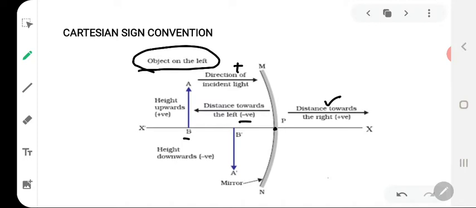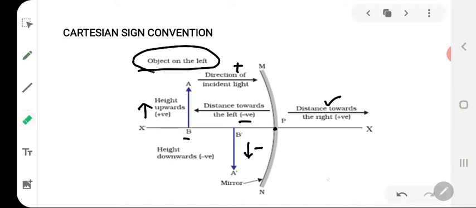Now coming to the height. If we consider the height of the object, then the height will be measured from the principal axis in the upward direction. So height upward is going to be positive, while the height downward, as you can see in this case, from the principal axis, is going to be negative.